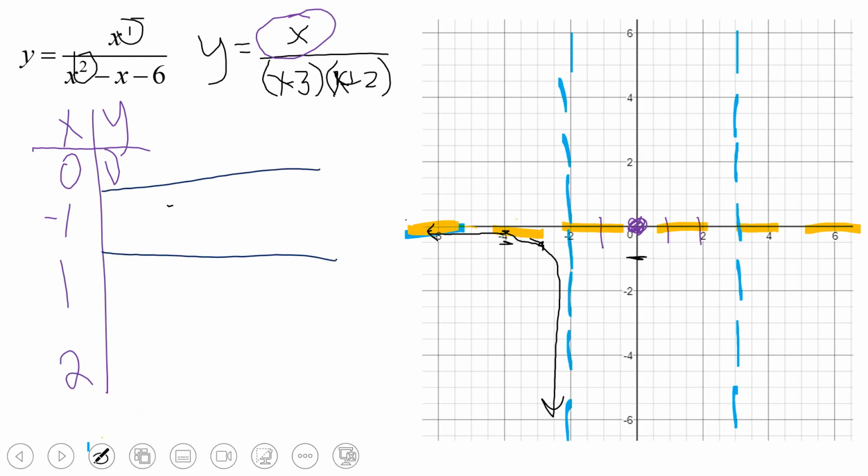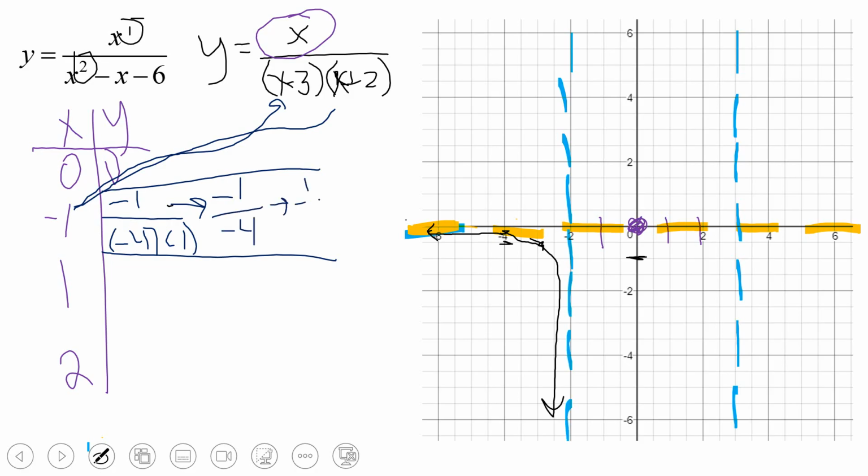I'm inputting -1 divided by, well, when I substitute this in, -1 minus 3 is -4, and -1 plus 2 is +1. So I have -1 divided by -4. Okay, that's +1/4. I can graph that. So I'm going to go -1 to the left and up 1/4. That's going to be right here.